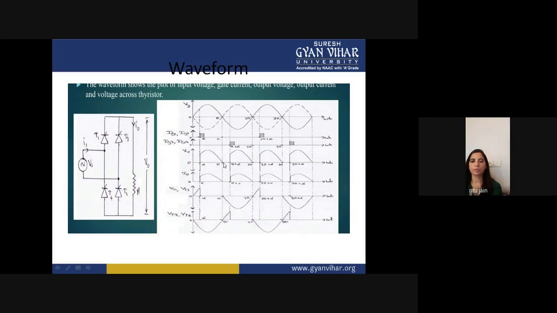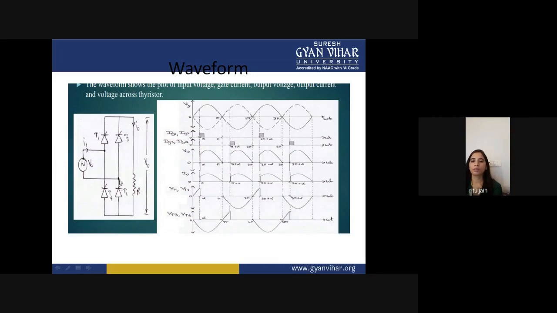Okay. Now is it clear? Now we come to the next point. At pi, you can see the input voltage is getting negative. When input voltage is getting negative, this terminal becomes negative and this terminal becomes positive. When this terminal becomes negative, T1 becomes reverse biased and T2 becomes reverse biased.